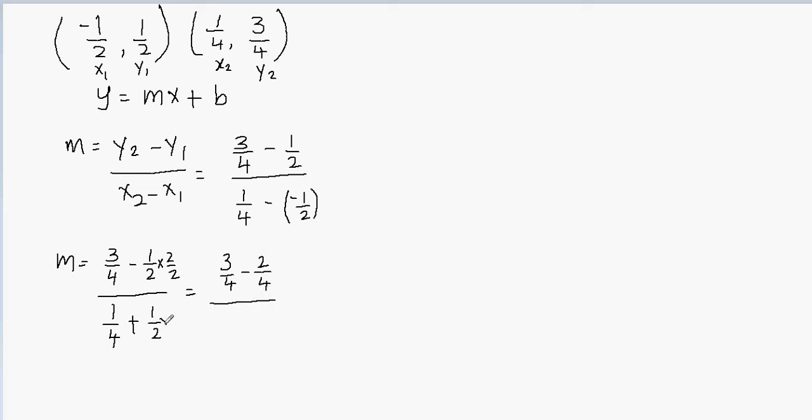Since I have unlike denominators, let's multiply this by 2 over 2 again. And then this will be 1 over 4 plus 1 times 2 is going to be 2, and 2 times 2 will be 4. So now I have 3 minus 2 will be 1, and then I have 4 in the denominator. Here 1 plus 2 is going to be 3, and then I have 4 in the denominator. Now this looks weird, but it's easy to solve. Let's think about it this way. m is equal to 1 over 4 divided by 3 over 4. I didn't change anything at all, it's just a different way of writing this.